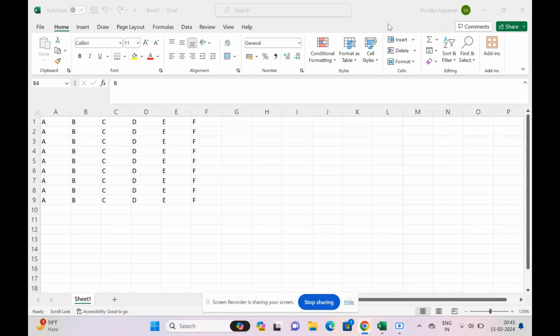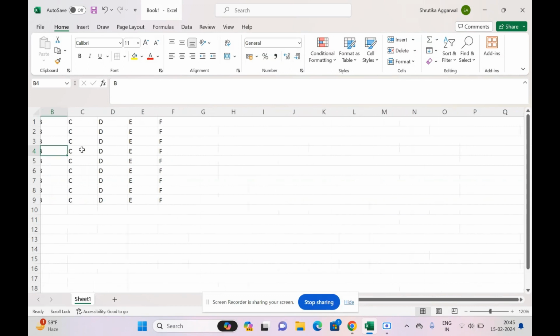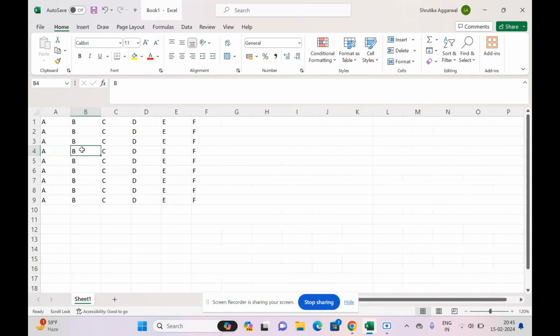In today's video, we are going to see the issue where we are not able to move to the next cell using the arrow key. For example, if I am on cell B4 and I use my arrow key to move to cell C4, it doesn't move. Instead, it moves the whole sheet. The reason behind this issue is that the scroll lock key is locked.